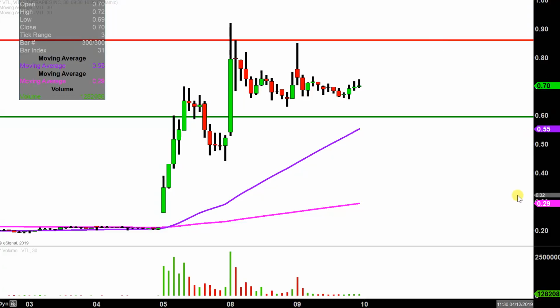First level from a support standpoint, down here at the 60-cent mark. And really, the price has never even gone back down there and back tested it. Late yesterday on Monday, the price got relatively close to it. But today, it definitely didn't get that close to it. But nonetheless, 60 cents is still that overarching level of support.